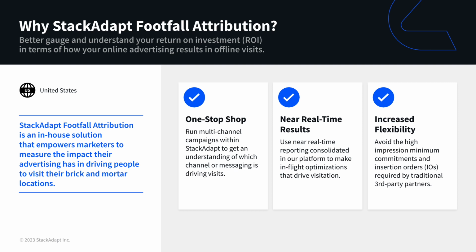So in a traditional sense, you'd have to go through a third-party partner, sign IOs, go through minimum impression agreements. Within the StackAdapt platform, you don't have to do any of that. And it's very easy for you to test PlaceIQ's data for attribution studies as well. Now, with that being said, I'm going to hand it off to Mark to talk a little bit more about footfall attribution in detail.